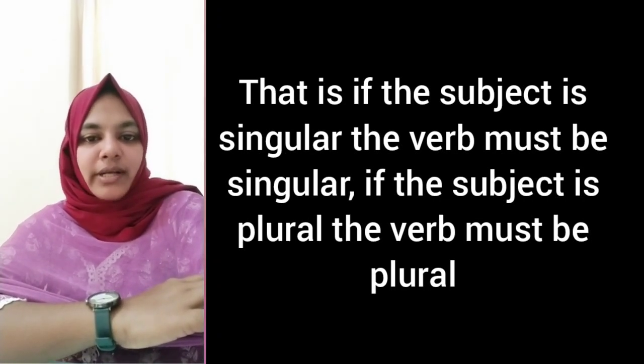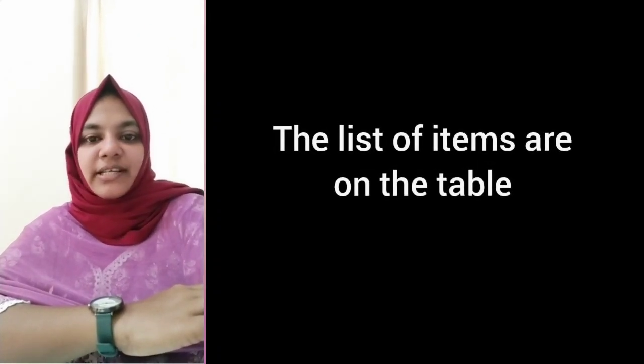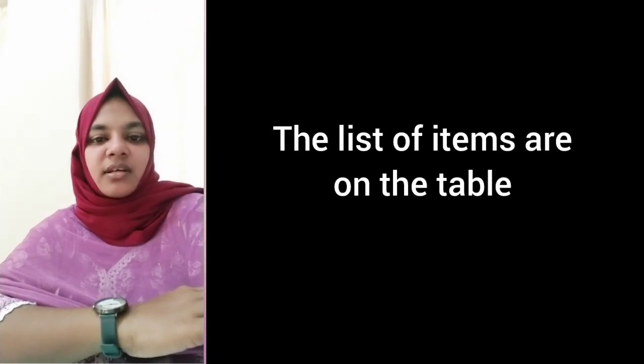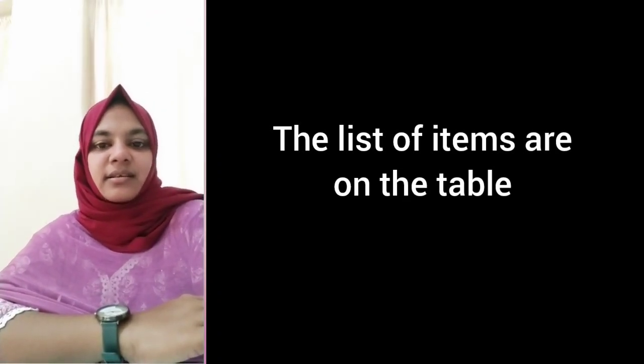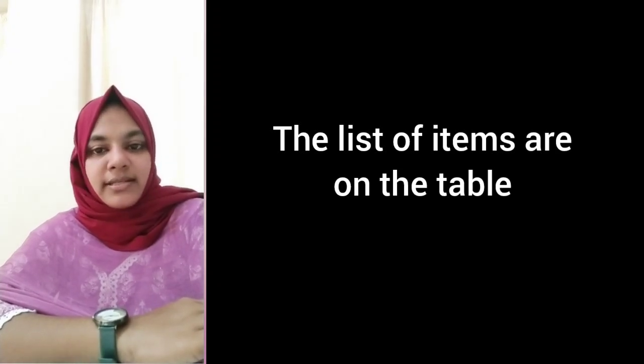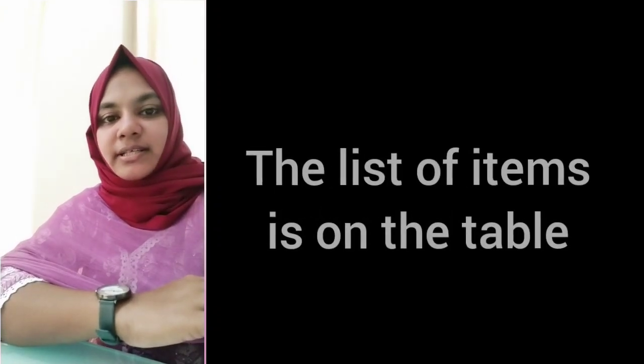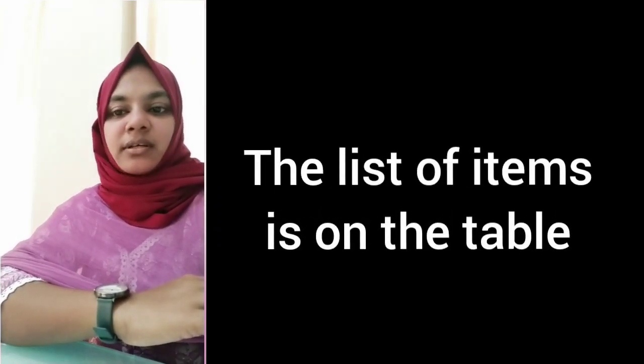Now, look at the sentence. The list of items are on the table. This is an incorrect sentence because list is a singular noun, hence it takes a singular verb. So, the correct usage is: The list of items is on the table.